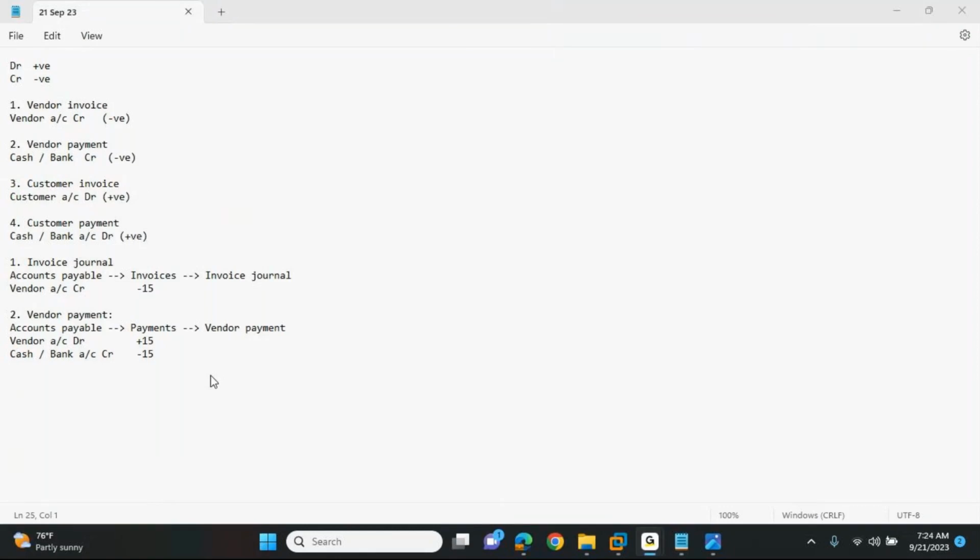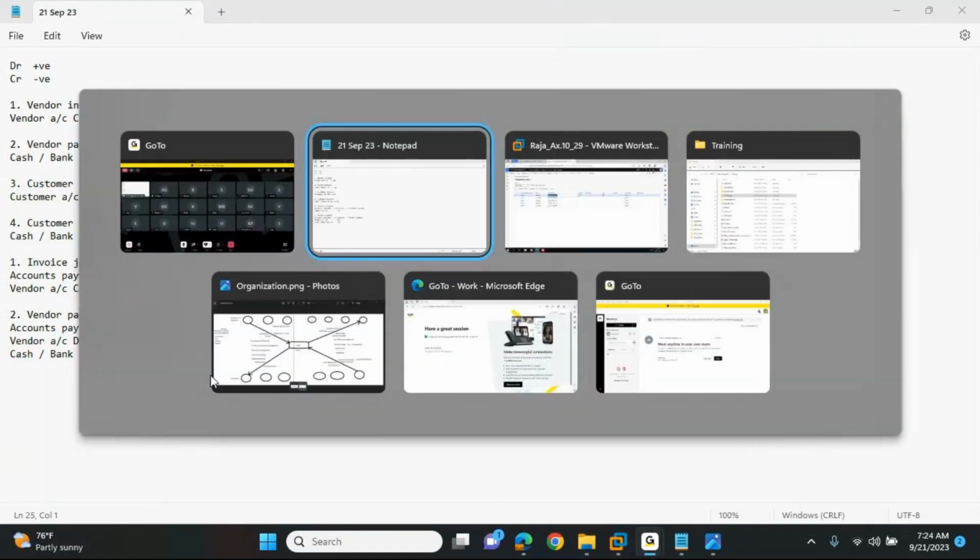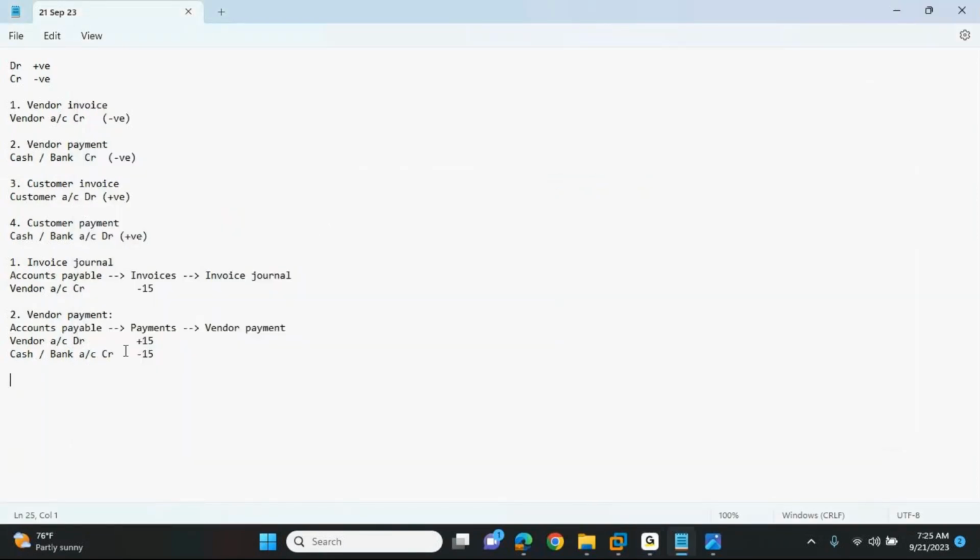So these 4 transactions, what is going to be debited, what is going to be credited, if you understood, around 50 to 60% of commerce you have learned. Only these transactions are a confusion for everyone. If you learn these 4 transactions, it will become easy. Understood? Next, customer invoice.